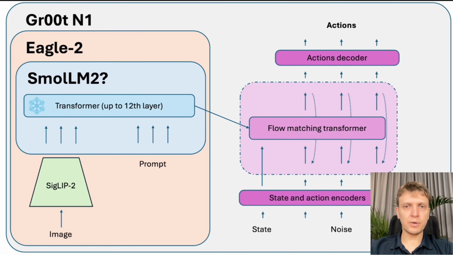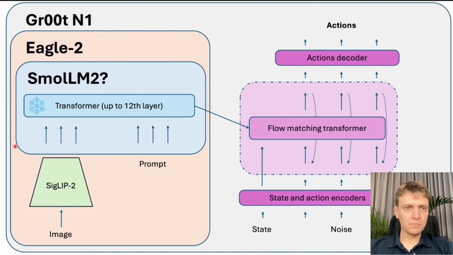Okay, now let's talk about the architecture of these models. The architecture slightly changed between different versions. So let's start from the first one, Gr00t N1. As usual, a VLA policy consists of two parts. The first part on the left is the VLM. This part processes all the inputs. The second part on the right is a flow matching transformer that generates the final action chunk.